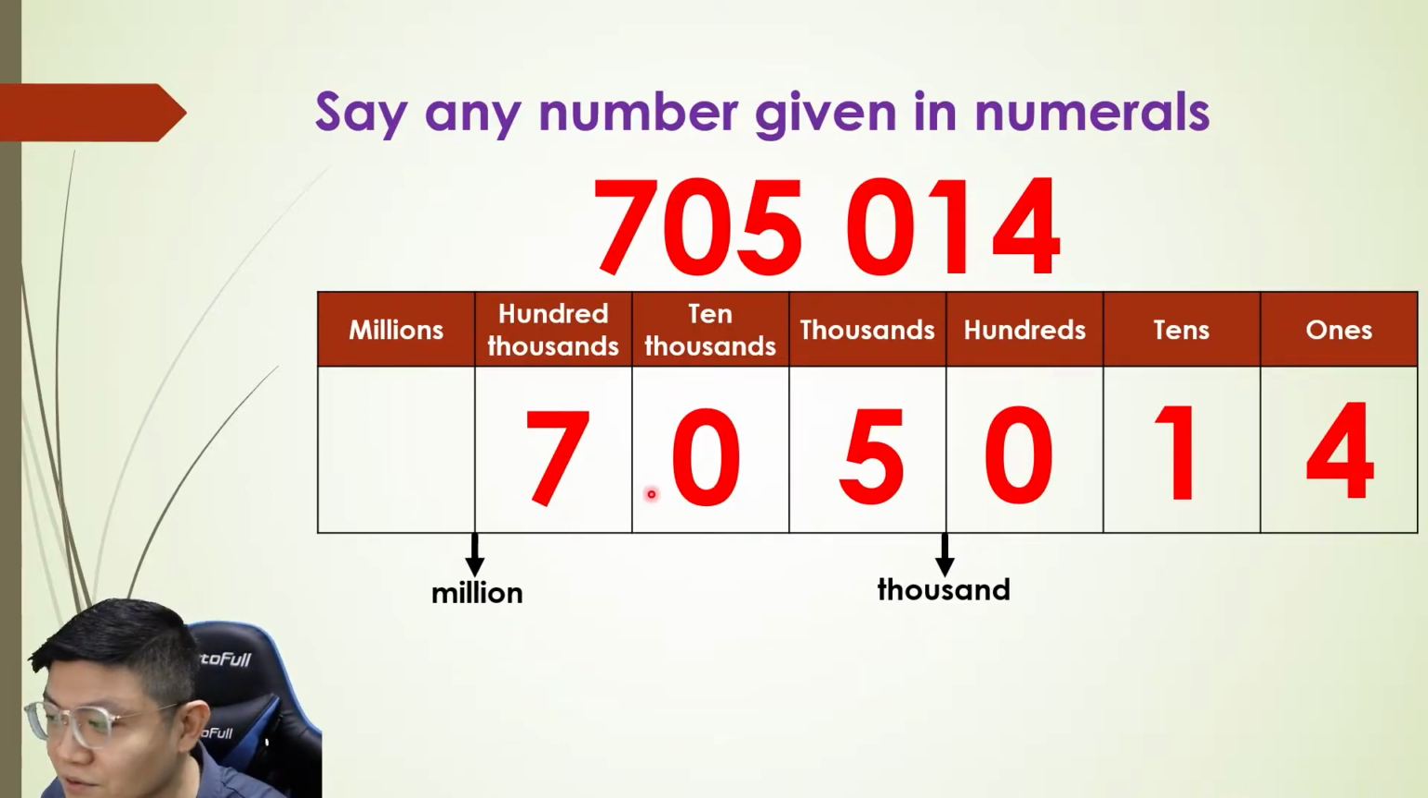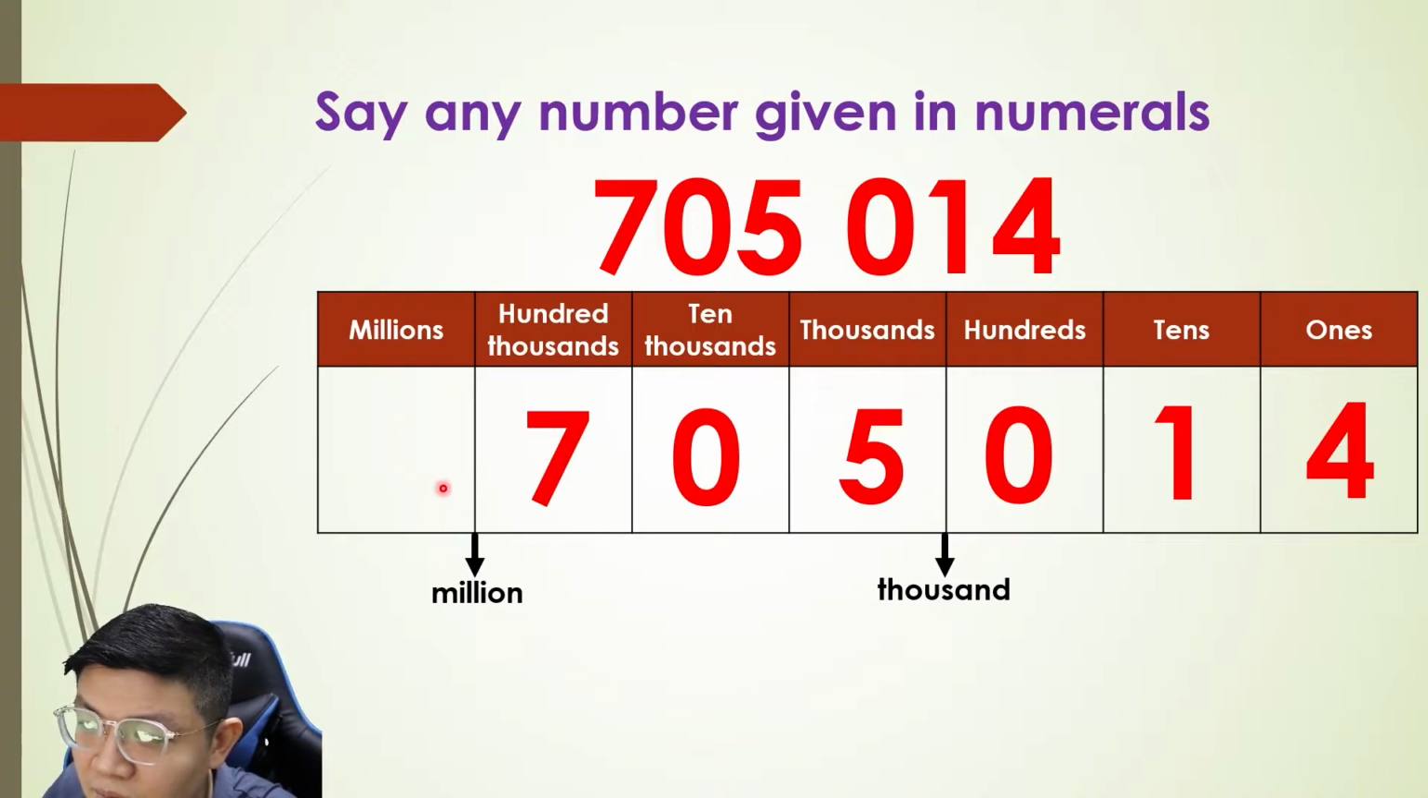Then you start to read. Is there any number before million? No. So in this number, no million. But thousand, yes. Before that, you see 7, 0, and 5. Of course, you cannot read 705. This 7 represents 100,000, right? So you should be reading as 705,000. And hundreds here, no, right? So ignore. You no need to read hundred.